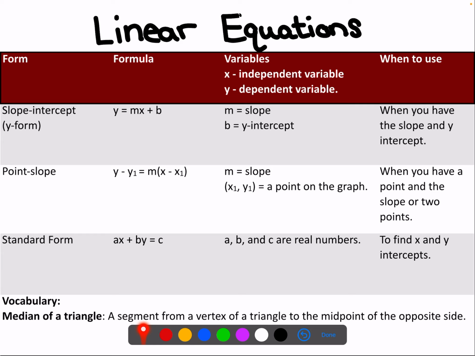So it doesn't really make sense to use a form where you would need to see the intercept. So point slope is often used for really large numbers or really negative numbers as well. And then lastly, we have standard form.